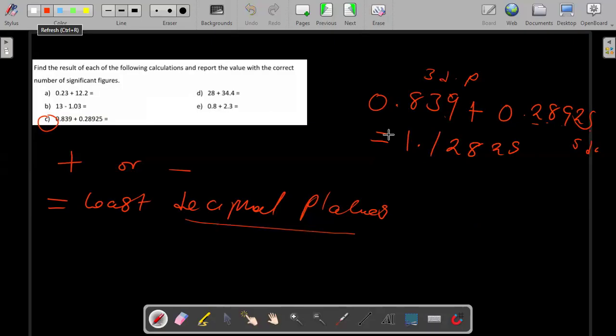In this case, my final answer should have 3 decimal places. So I'm going to have 1.128. The next digit is a 2, which is less than 5, so I'll drop the remaining numbers. Same when you are subtracting, you apply the same rule. So those are some of the rules for significant figures.